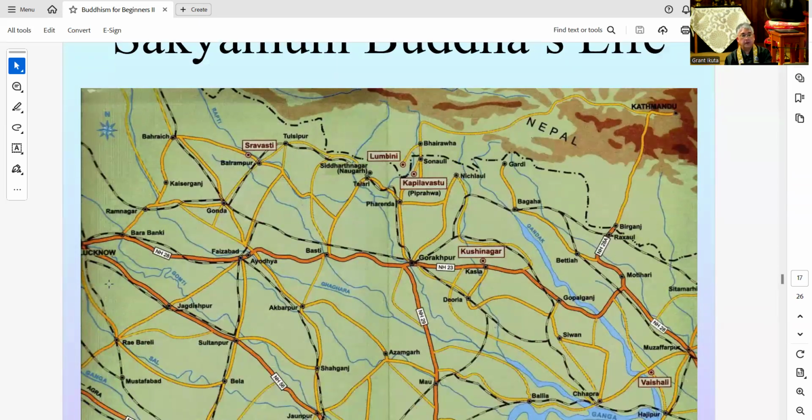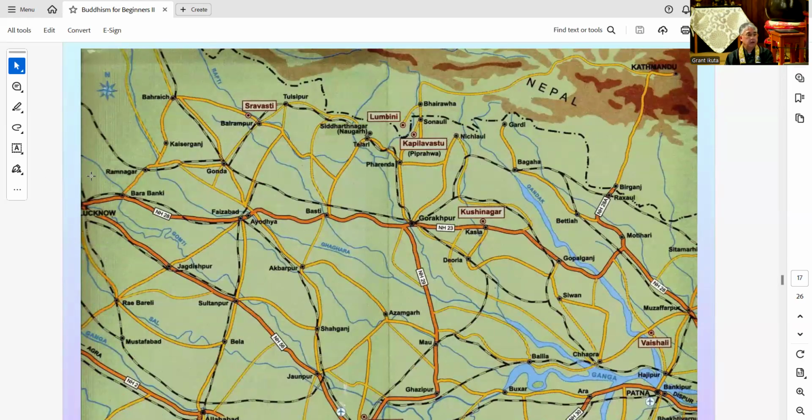Okay, so here's the map. Where the Buddha was born, the kingdom was Kapilavastu, just up top here, and just northwest of that is Lumbini. If you can see this little dotted line, that's actually the border of India and Nepal. You can see where Kapilavastu is on the India side, but Lumbini is on the Nepal side of this border. So he's born in Lumbini.